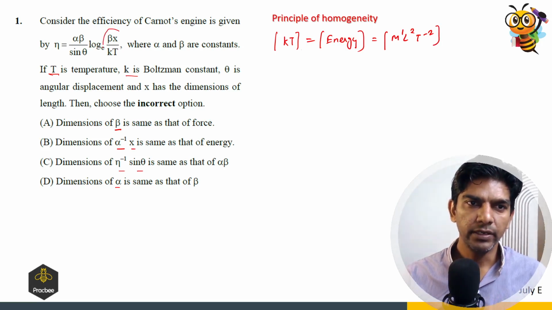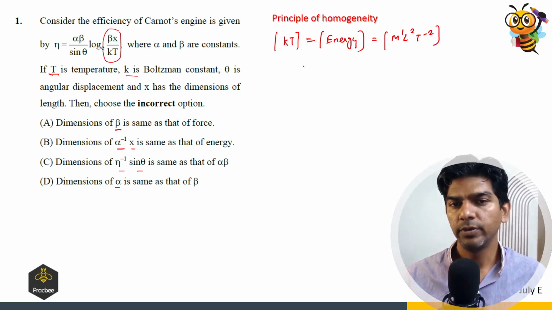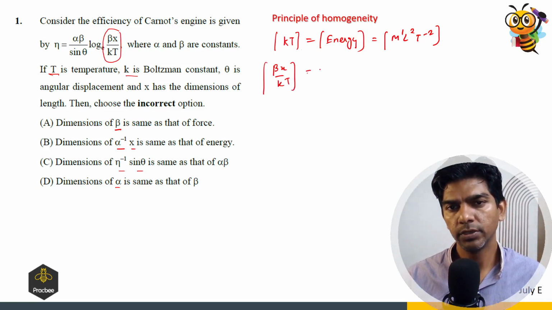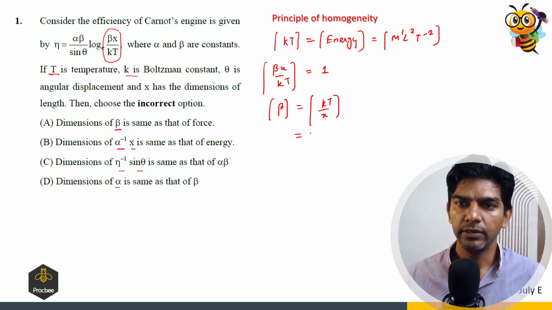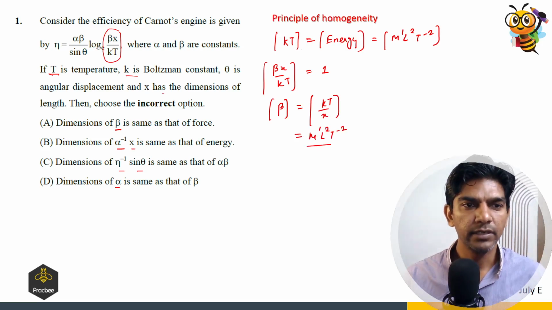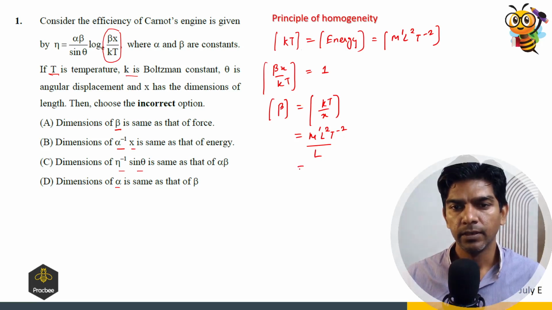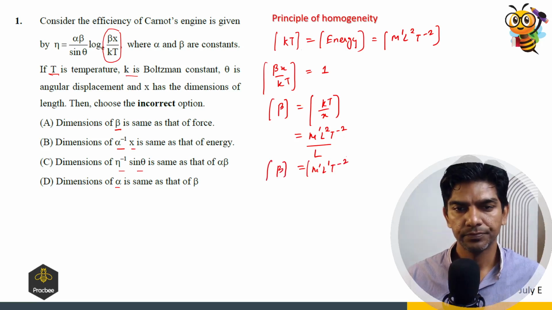And this beta x by kT should be dimensionless, so you can put it equal to 1. So the dimension of beta will be the same as the dimension of kT by x. kT has a dimension M raised to power 1, L raised to power 2, T raised to power minus 2, and x has a dimension of length, so that is L. So it will be M raised to power 1, L raised to power 1, T raised to power minus 2. So we got the dimension of beta.